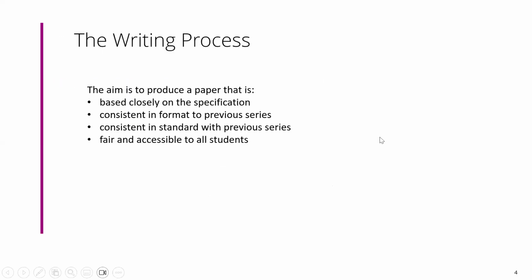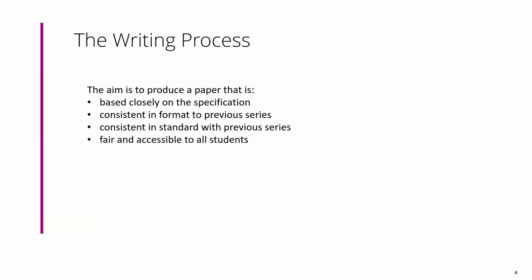So first of all, let's talk about the writing process. The aim is to produce a paper that's based as closely as we can on the specification. There shouldn't be any big surprises in there. We work very hard to make sure and double check that everything is covered. Everything in the paper is covered in the specification. That's not to say we can't set things in different contexts, and that's often what we do.